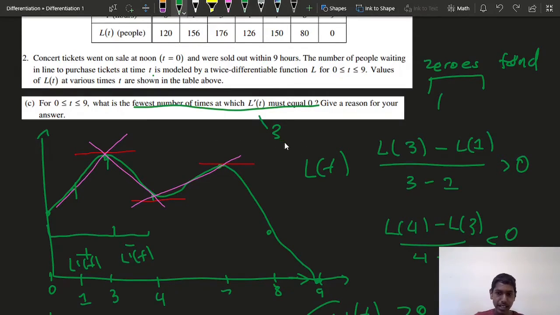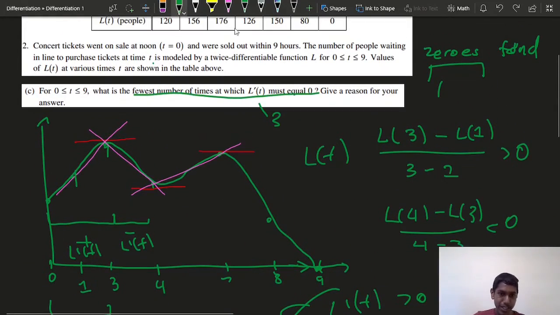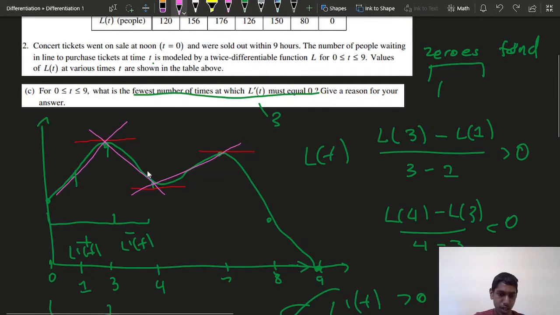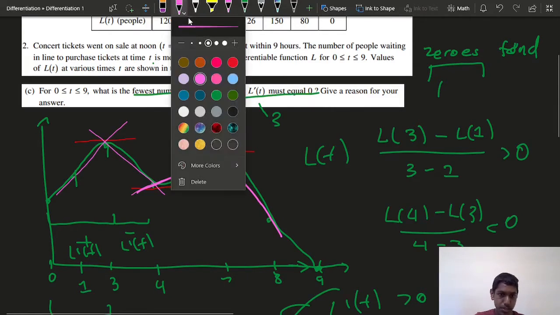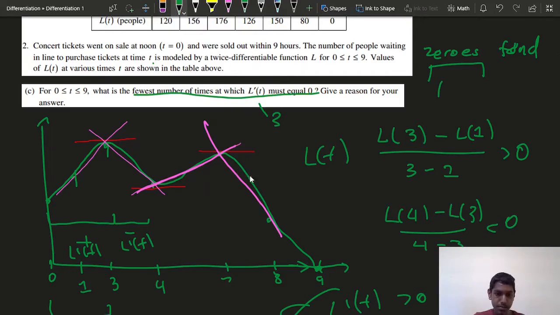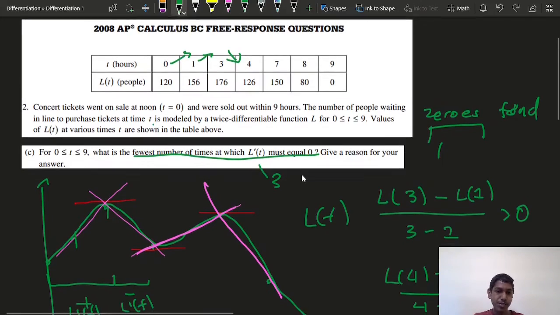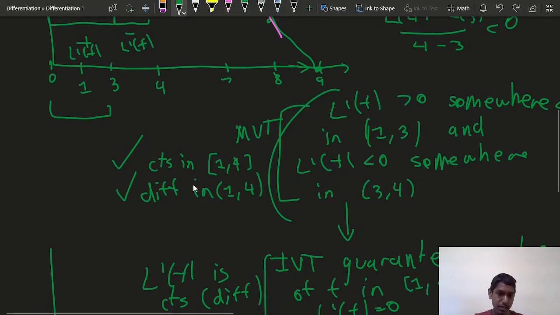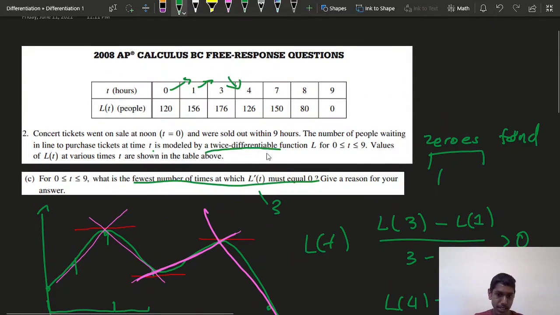And the third one I'm not going to write out, but it's pretty much exactly the same as the first one. You're trying to say that you're going from somewhere increasing on the interval 4 to 7 to somewhere decreasing on the interval from 7 to 8. So yeah, and then you can use IVT again. And don't forget to mention the conditions. You absolutely have to mention that it's continuous and differentiable and all that because it says it's twice differentiable.